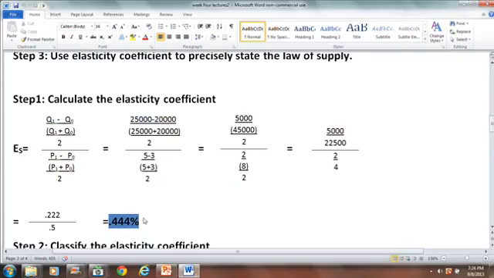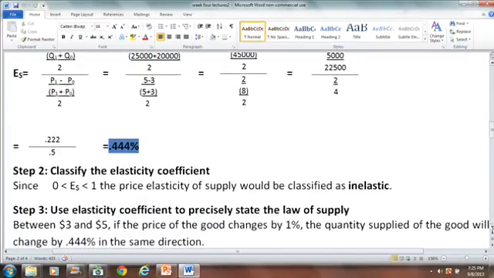In this case, I got 0.444. And notice here the result is positive. That's explainable too, because the relationship between price and quantity supplied, according to the law of supply, is positive. Price goes up, quantity supplied goes up. Price goes down, quantity supplied goes down. So it makes sense that the results I get for a price elasticity of supply calculation should be non-negative. Alright, so I've got 0.444 as my coefficient.